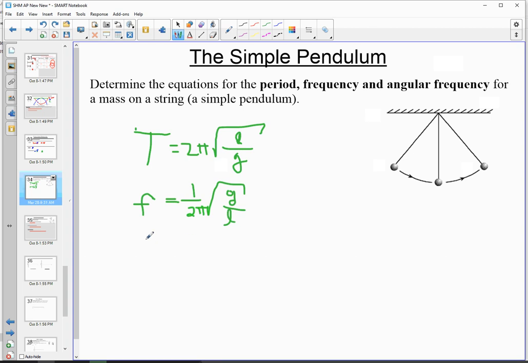Oh, I missed my smartboard. And the angular frequency will be 2 pi times the frequency that we just found. By multiplying by 2 pi, that will get rid of that 1 over 2 pi. So this will be just the square root of g over L. That's an L.